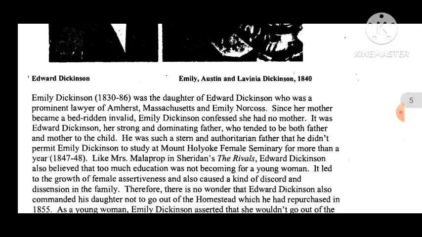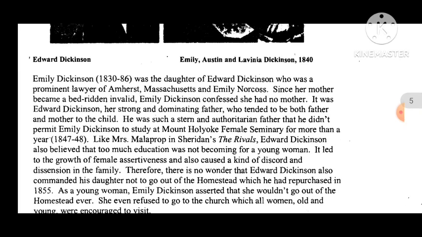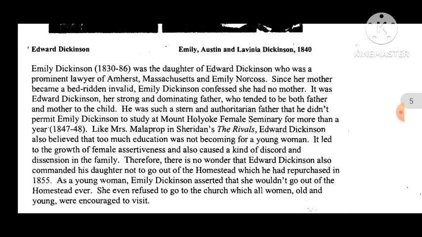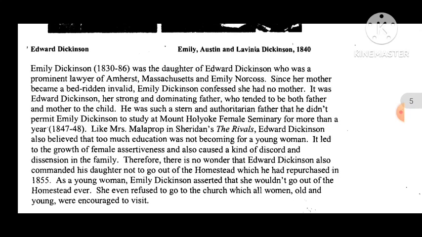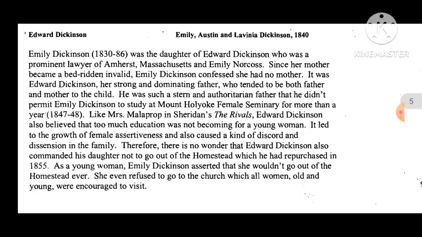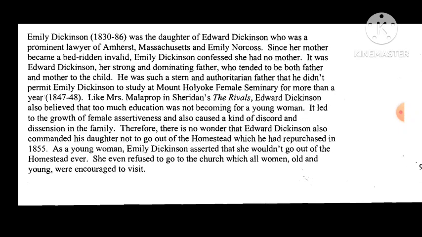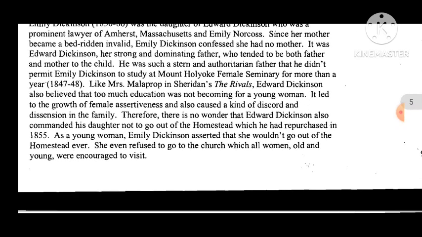Emily Dickinson, 1830 to 86, was the daughter of Edward Dickinson, who was a prominent lawyer of Amherst, Massachusetts, and Emily Norcross. Since her mother became a bedridden invalid, Emily Dickinson confessed she had no mother. It was Edward Dickinson, her strong and dominating father, who acted as both father and mother to the child.